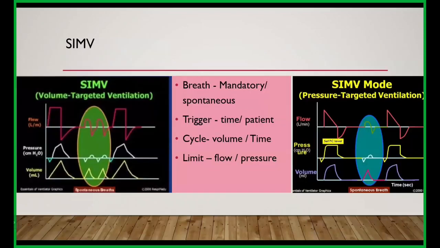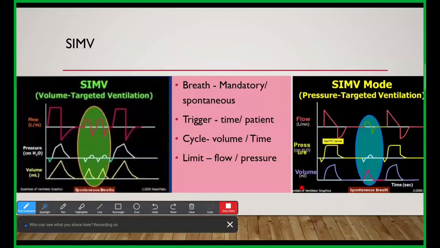Okay, see, these are the scalars in volume targeted ventilation and pressure targeted ventilation of the SIMV mode. The name itself suggests it's volume targeted, so your volume is constant. The flow will have a square pattern, pressure will have an exponential curve, and volume will have a mountain slope appearance. But in SIMV, you will have a spontaneous breath in between your mandatory breaths. So the mandatory breaths only will follow the volume targeted scalar, whereas the spontaneous breaths follow the normal scalars of your inspiration and expiration.